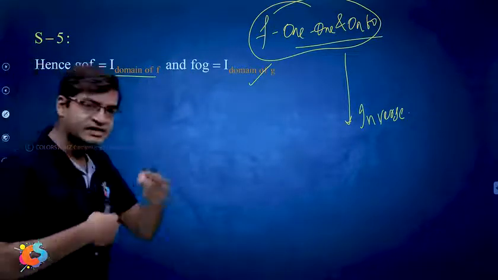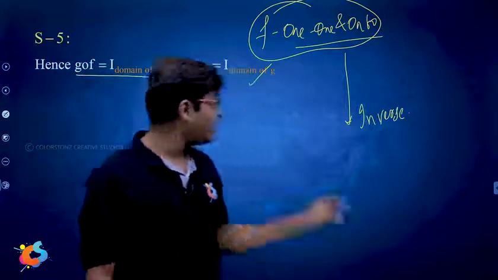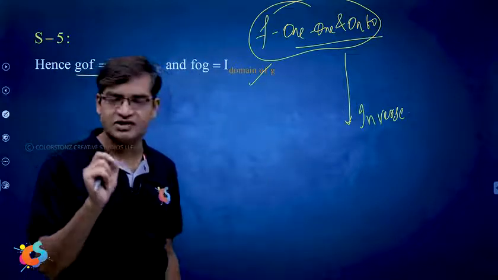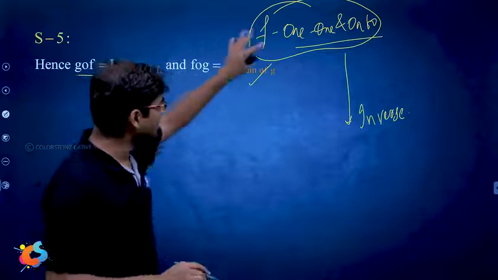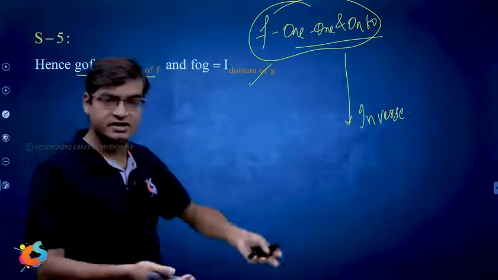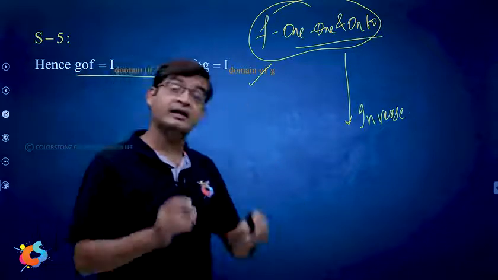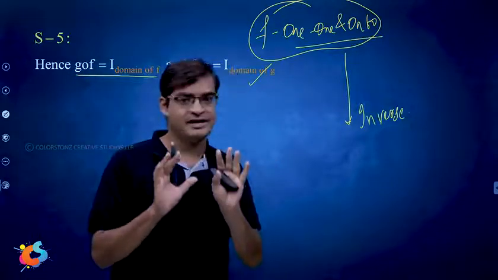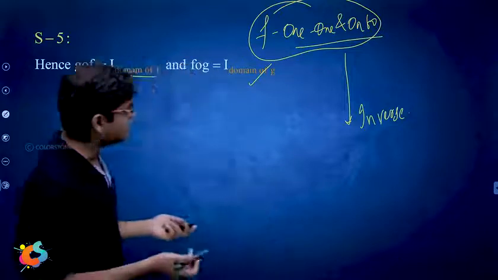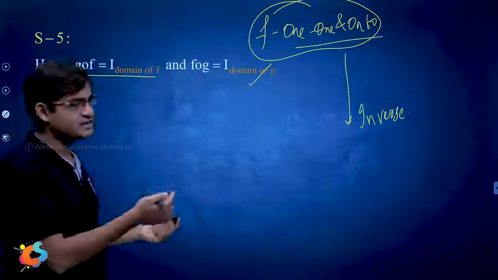That is, if g circle f is identity function or not, and f circle g is identity function or not. Both mean, if you are doing this also, it means inverse exists. If you are doing this also and seeing if it is identity function, that means inverse of f exists. So after inverse exists, the answer is very simple.